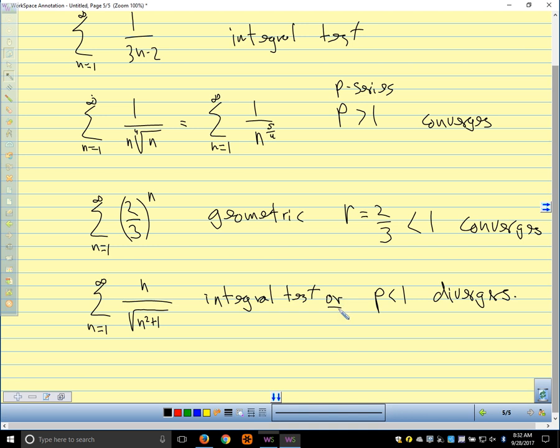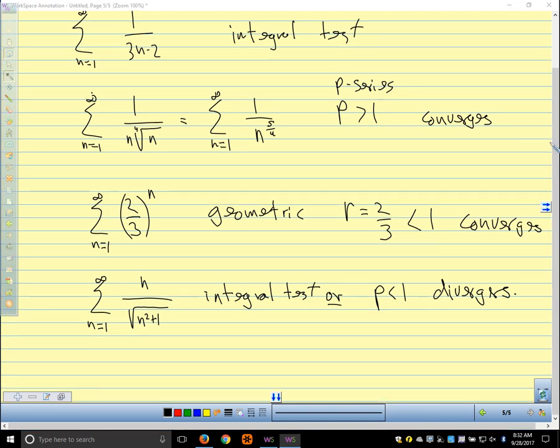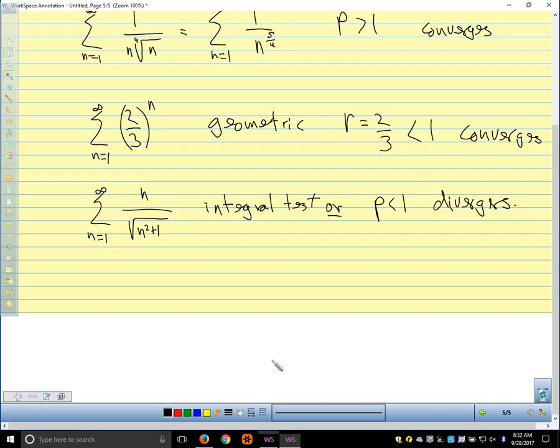For the P series, do we have to show the conditions like the integral test, or no? We've already shown it, so now we know that. All right, how about this one?